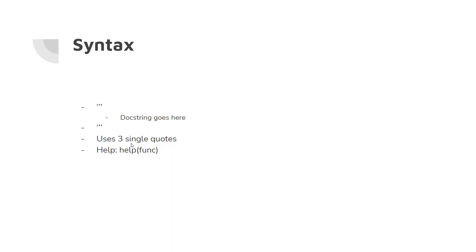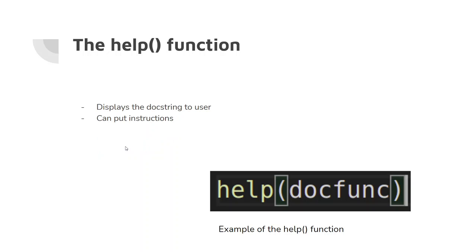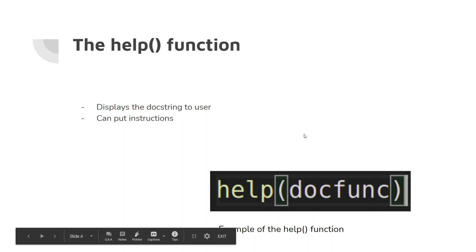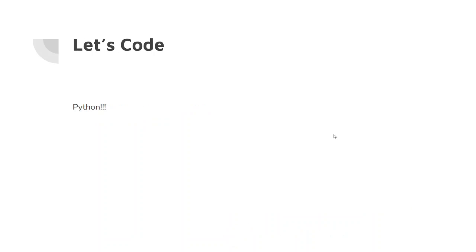Now, this help right here is to actually display the instructions, and the syntax is help, and then you put in the function, but you don't run the function. You just put in the function. And as you can see again, it displays that docstring to the user. So you can really put the docstring as instructions. And then here's an example of the help function. I ran it on that same docfunc. Now let's code.